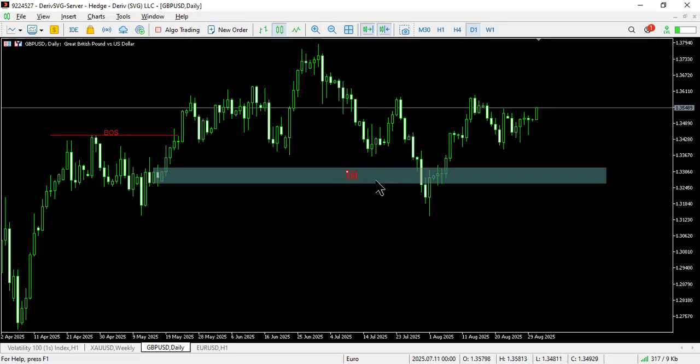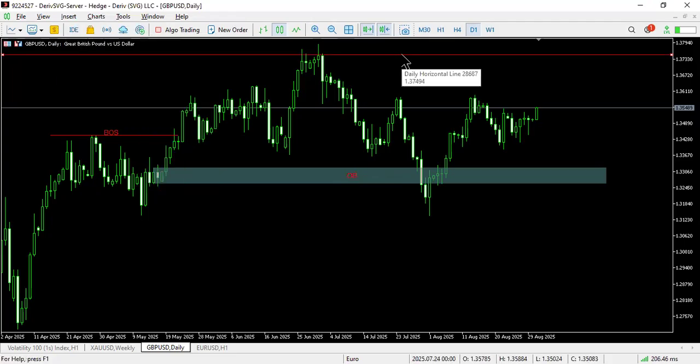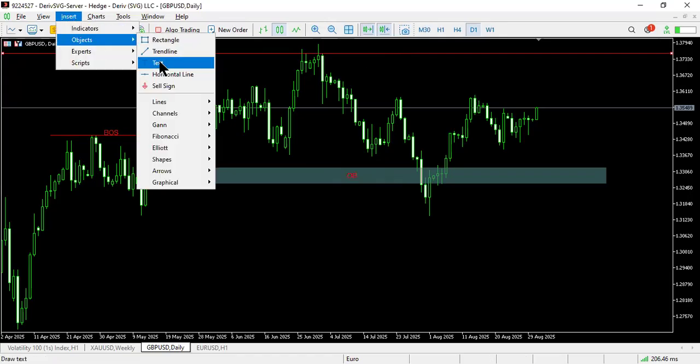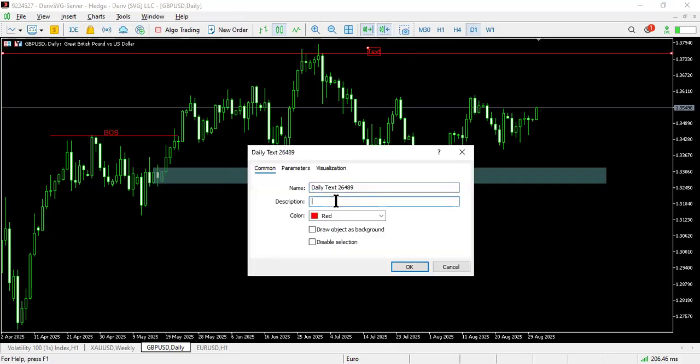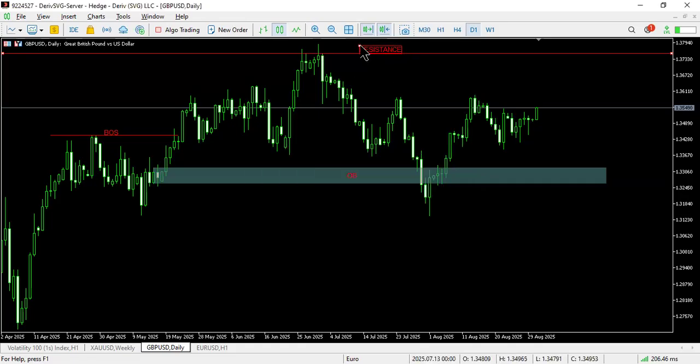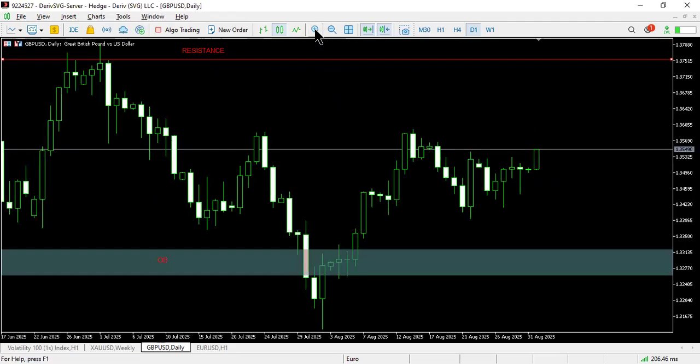And then we can mark our resistance. That is a level where price is likely to reverse. You just need to mark it so you know, because price might still break that level, but you just have to mark it. That is our resistance. And then we study the recent price action.